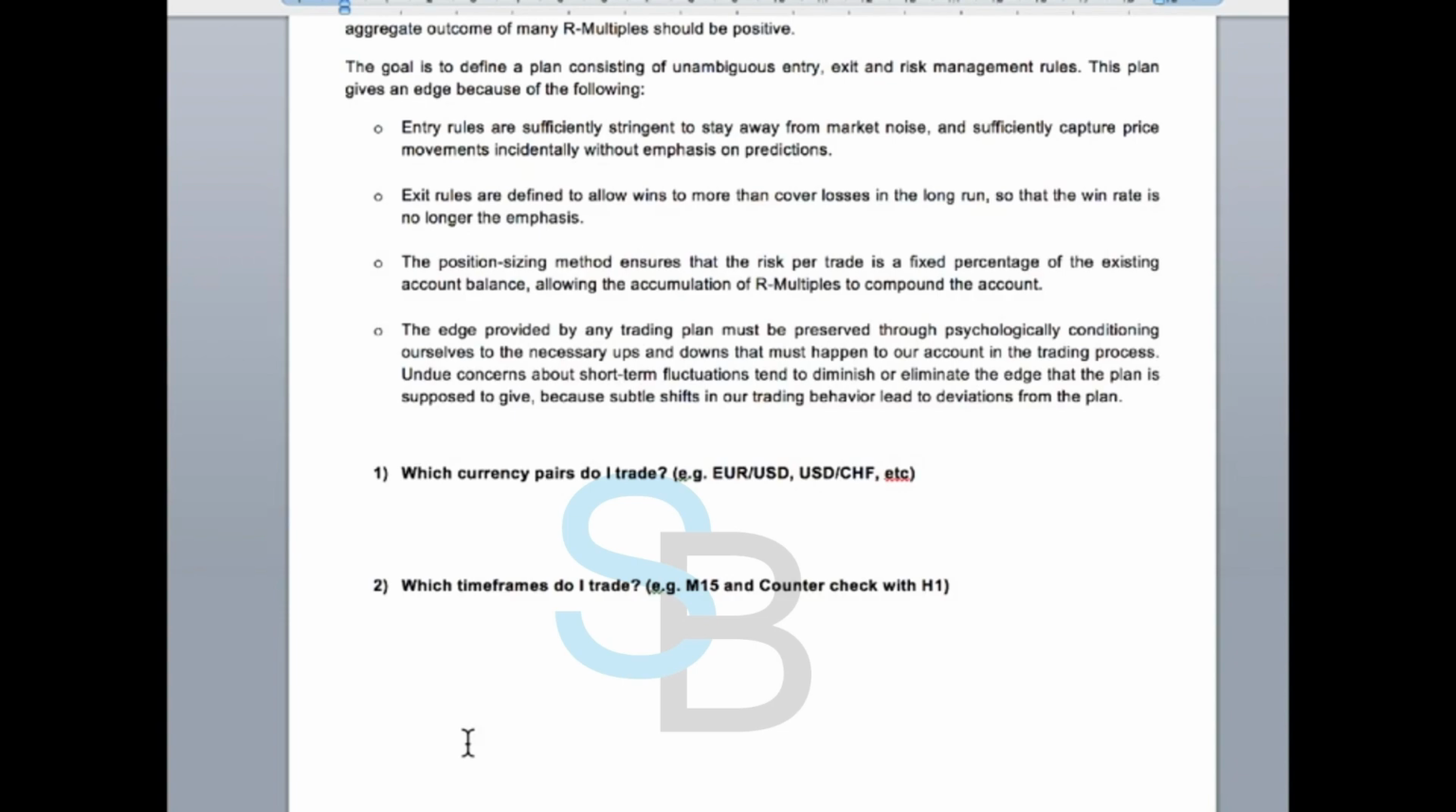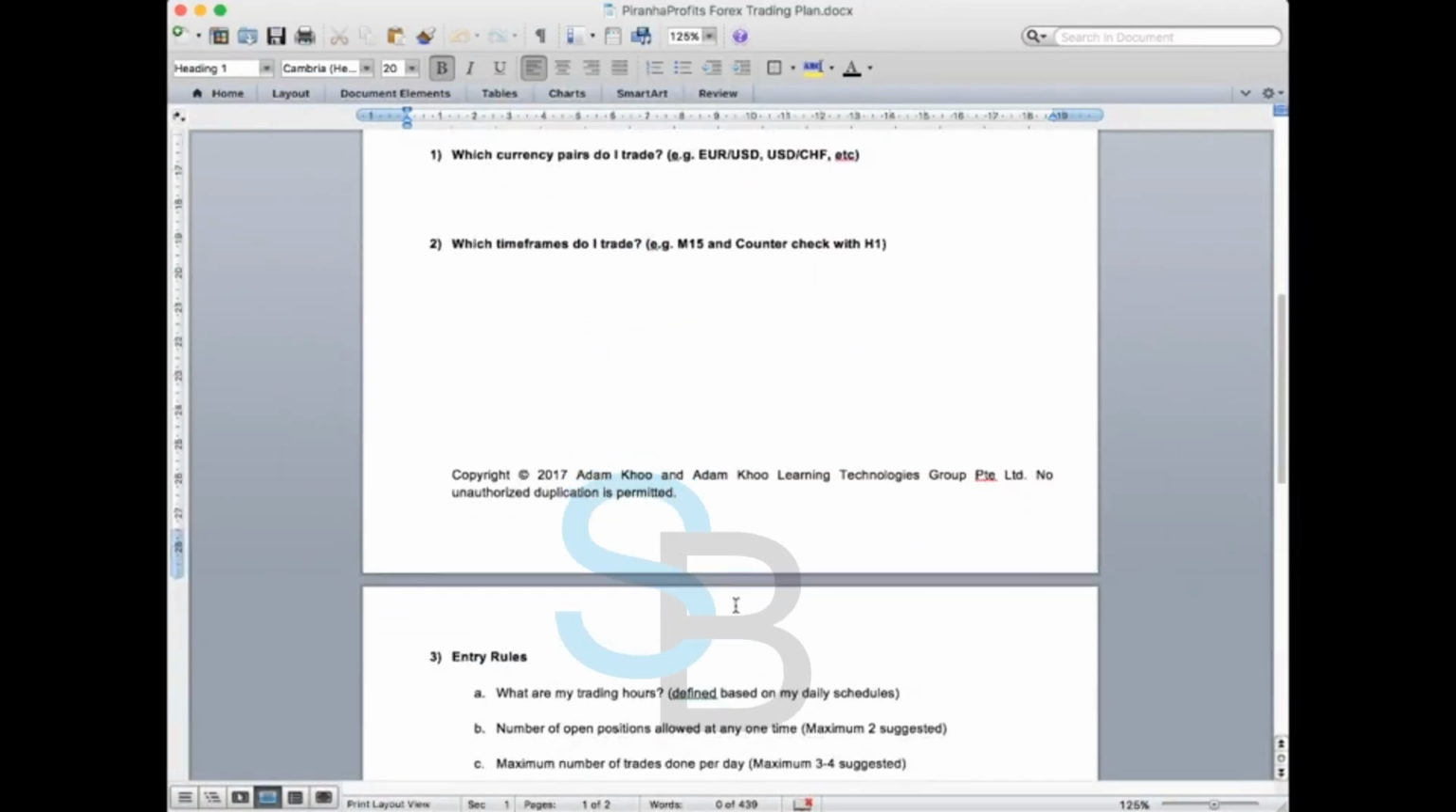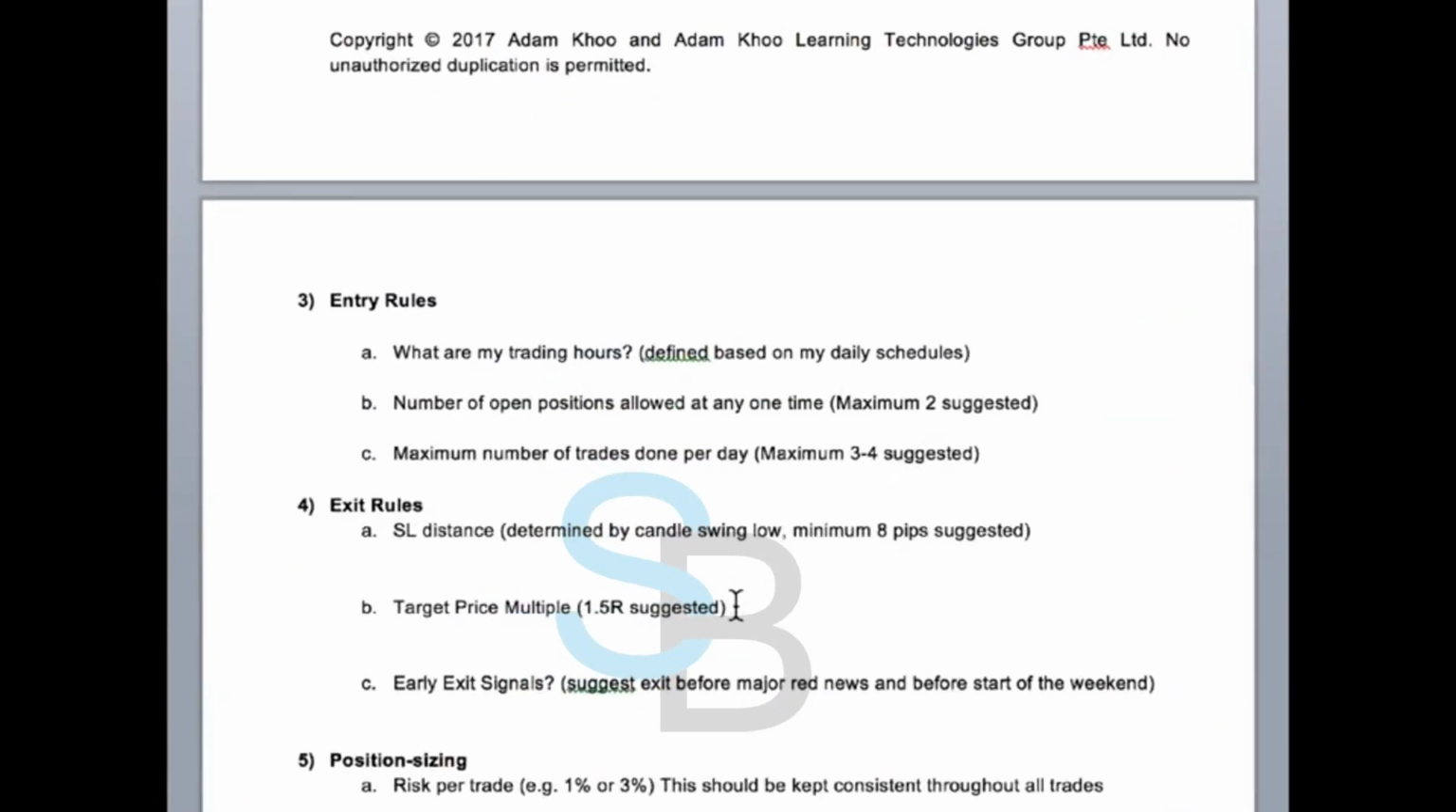But we always look at the hourly candle to counter check before executing on the M15 candles. All right. Next, entry rules. Okay. So write down what are your trading hours. Now, it's always best to define your trading hours, and it should be a time when you are free consistently.